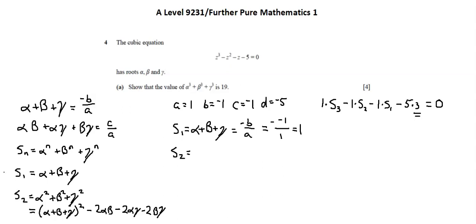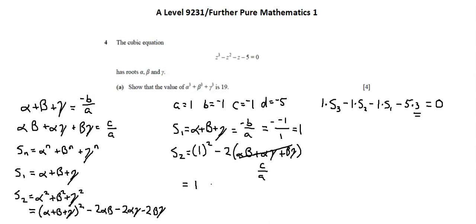Referencing S sub 2 in the lower left of the screen, I see the first component is alpha plus beta plus gamma squared. We've just calculated alpha plus beta plus gamma as 1, so we have 1 squared, minus 2 times, and here I'm going to factor out the negative 2, alpha beta plus alpha gamma plus beta gamma. Now on the left we see that this expression equates to c over a. So I'll replace this expression with c over a, continuing to simplify.